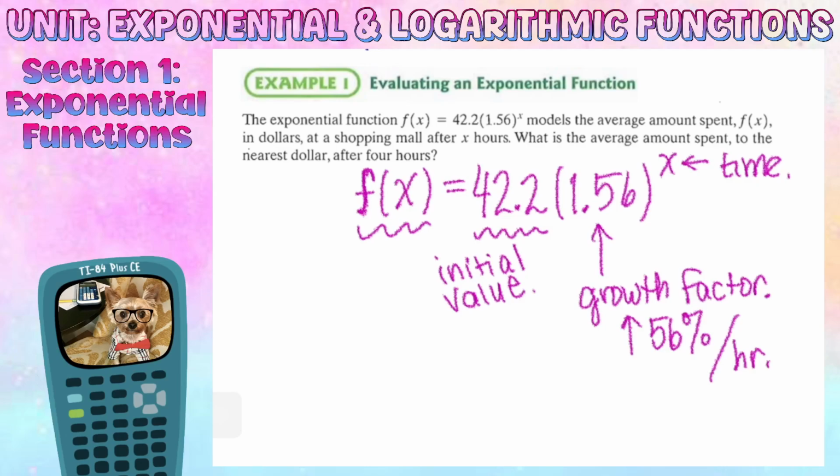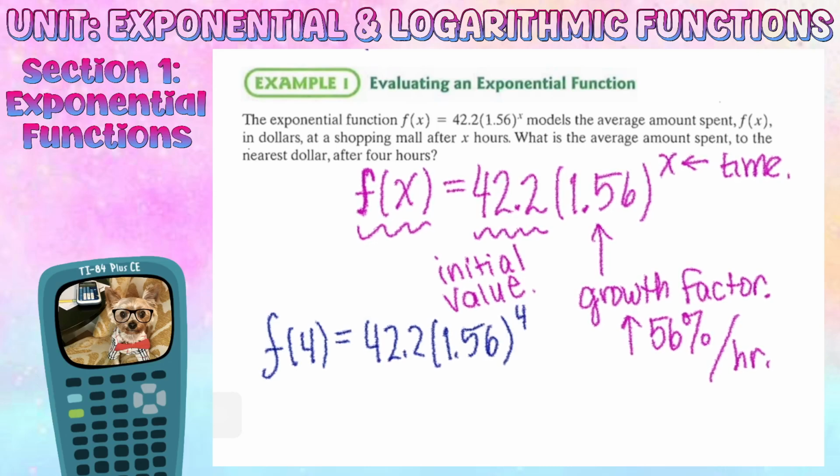They want to know what it is after 4 hours, so we're going to find f of 4. You need to get really good at writing the left side of your equal sign, because that tells the full story and makes it a complete sentence. f of 4 equals 42.2 times 1.56 to the fourth power. When you do this in your calculator, you must not multiply these two numbers first. Follow the order of operations: do the 1.56 raised to the fourth power first, and then multiply that answer by 42.2 for your final answer.